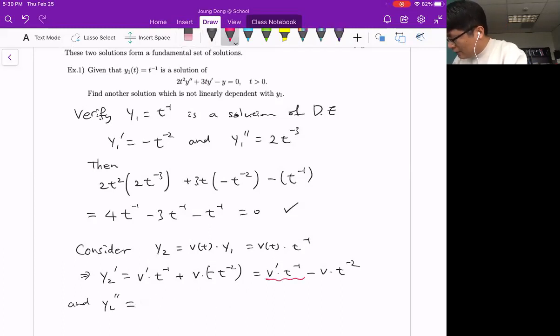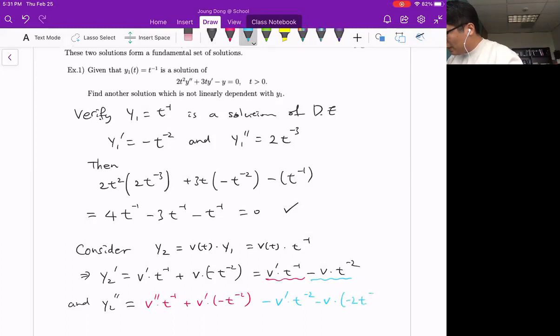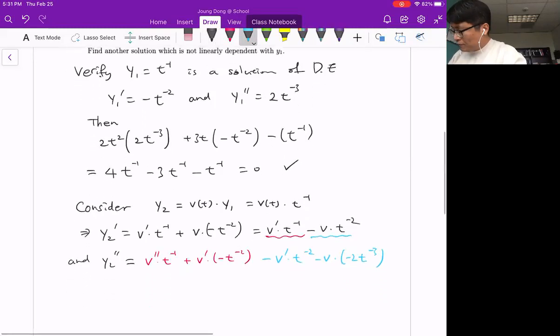From this guy, it is v double prime t to the minus 1 plus v prime times minus t to the minus 2. That's what I'm saying, okay? And from the second part, minus v times t to the minus 2, it is another product rule, which is minus v prime t to the minus 2 and minus v times negative 2 t to the minus 3. That's it, okay? We should simplify a little bit, okay?